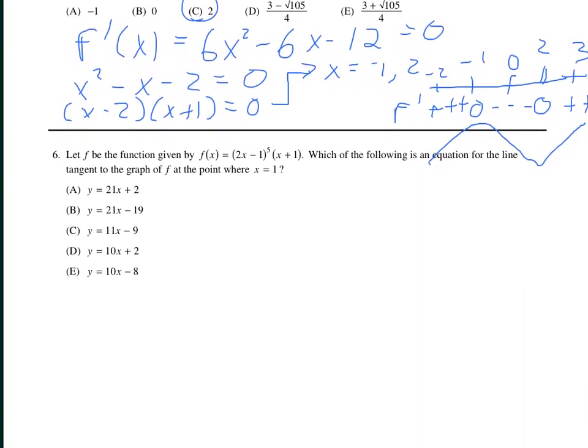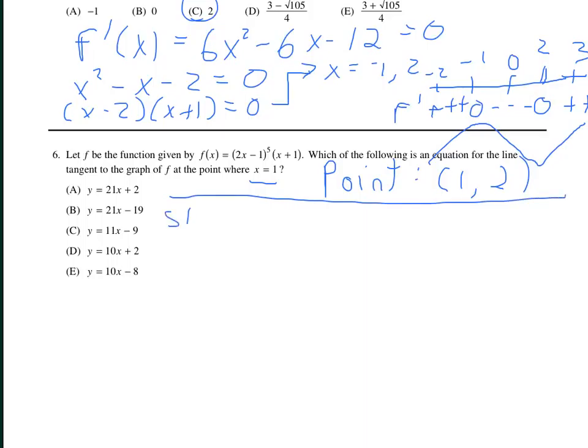Then for number 6, let f be that function. Which of the following is an equation for the line tangent to the graph? Okay, so for the equation of the tangent line, we're going to need a point on the line, and then we'll figure out the slope of the line. For a point on the line, they say x equals 1, so the x-coordinate of our point is going to be 1. To get the y-coordinate of that point, just plug in 1 to the expression. When you plug in 1, you'll get 1 to the 5th times 2, so 2. Write that in there. 1, 2.